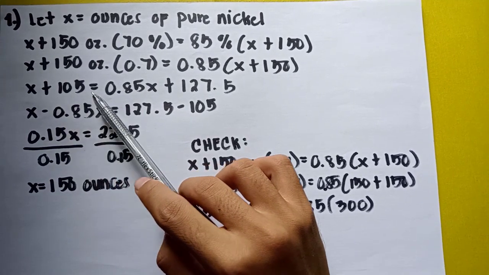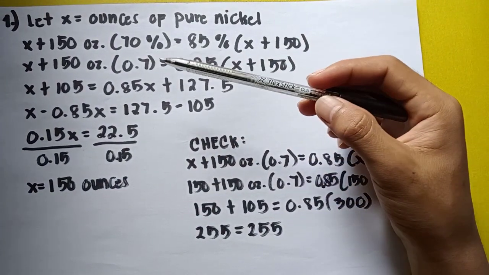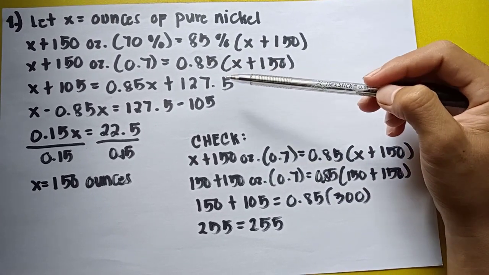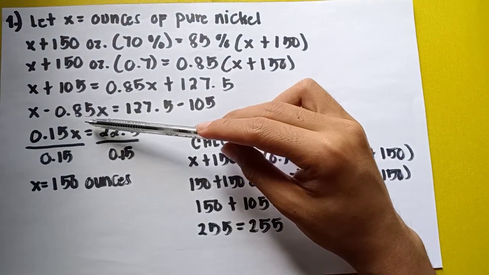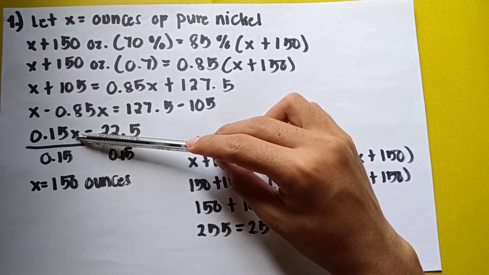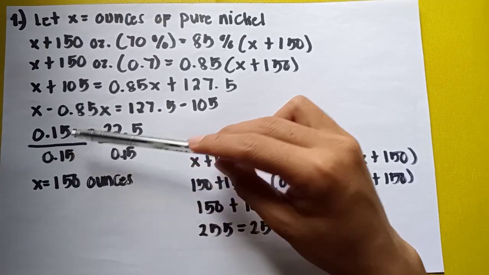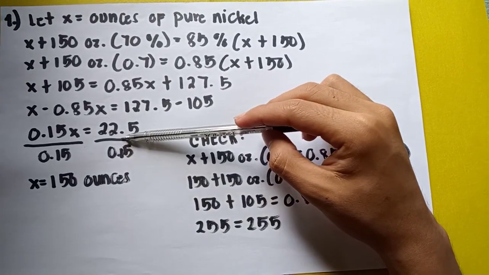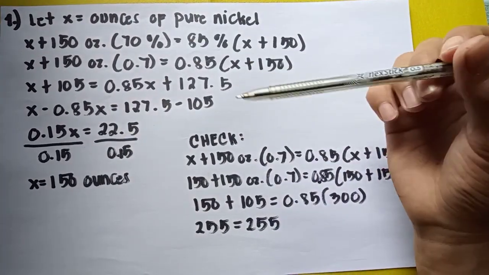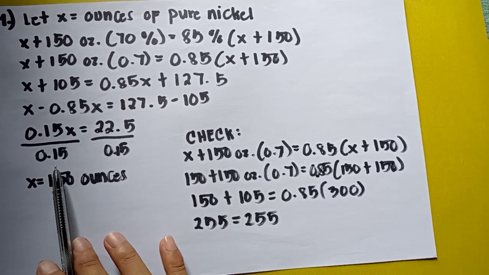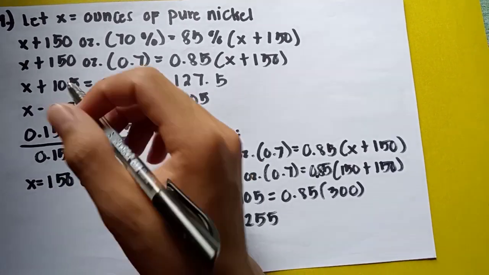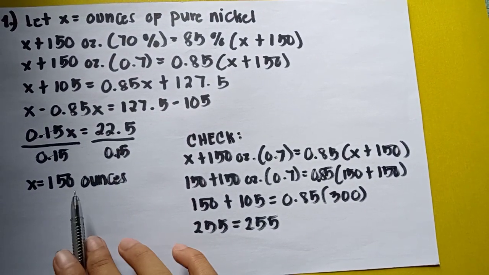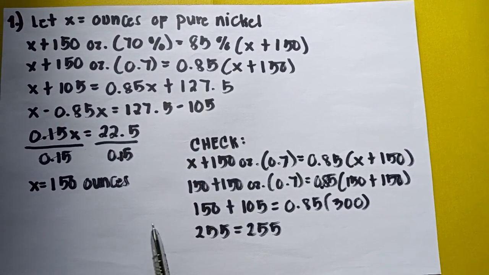X plus 105 equals 0.85X plus 127.5. X minus 0.85X, the answer is 0.15X. Then 127.5 minus 105, the answer is 22.5. Then next, we will divide both sides by 0.15 to eliminate it. So X is equal to 150 ounces.